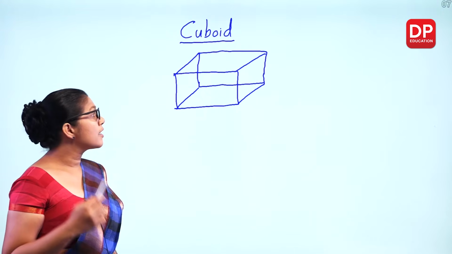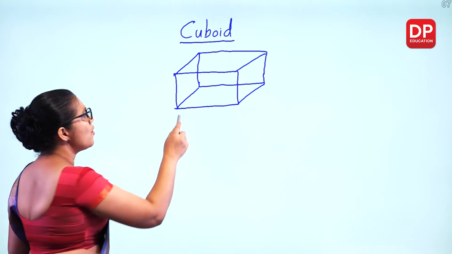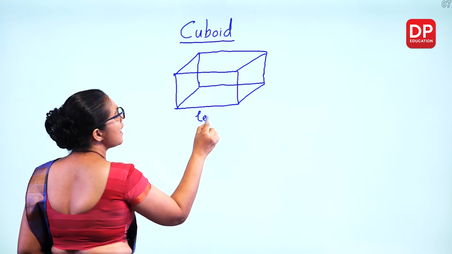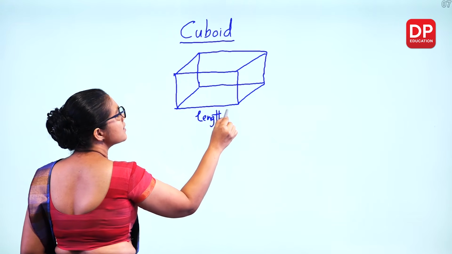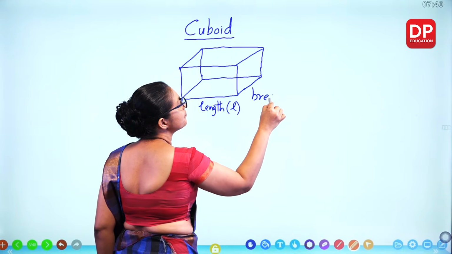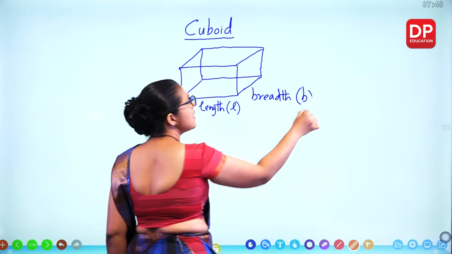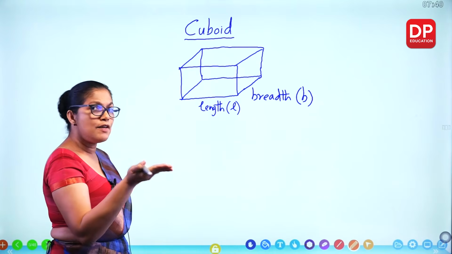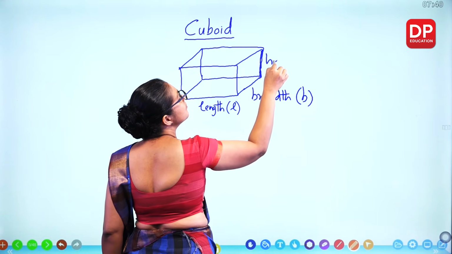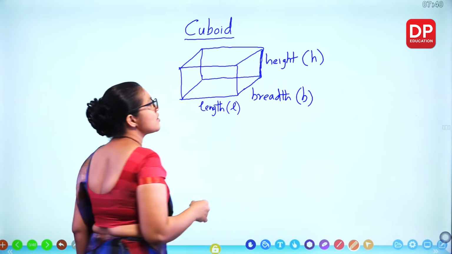Now in a cuboid, what are the lengths that we need to know? The longest side we call the length, or we can write L for that. We call this one the breadth, so we take B. Then what about the other side we need? We need the height. So this is the height. We can take this one as H.